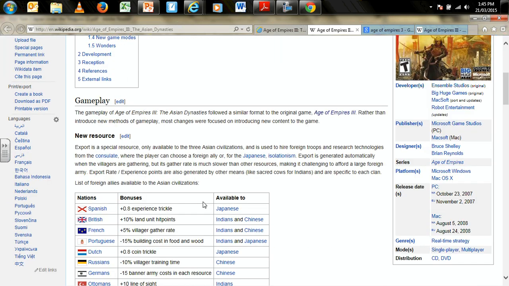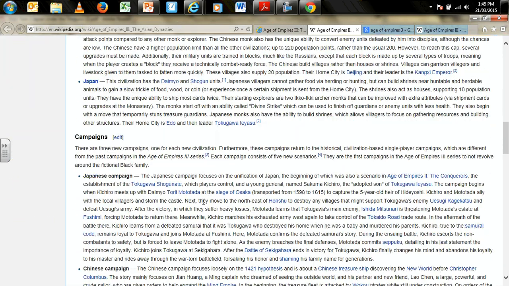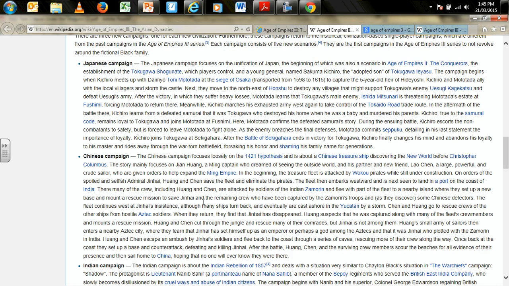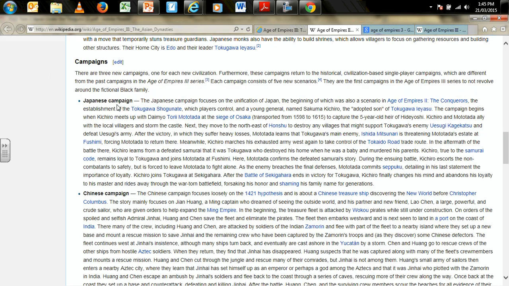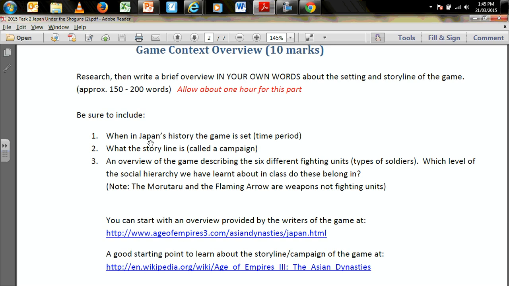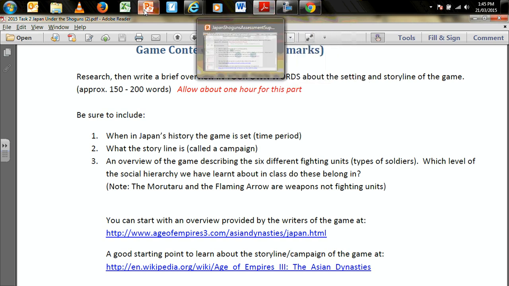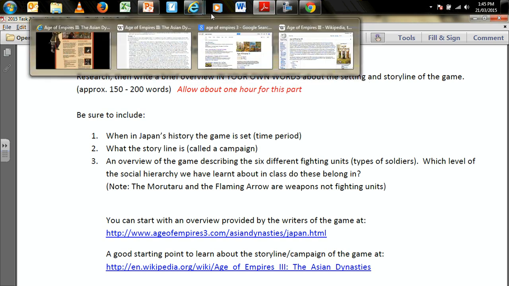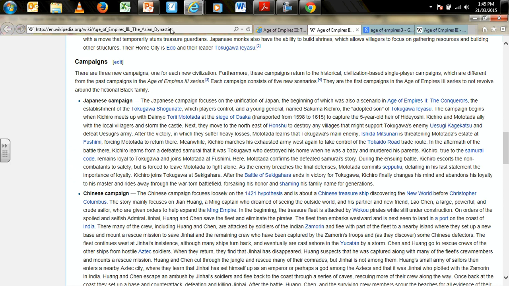You need to scroll down until you come to the information on campaigns, and you'll be able to see here that there's information about the Japanese campaign. So just reminding you, we want to look in there and say, when in Japan's history is the game set, and what is happening, what is the storyline, what is meant to be going on in the history of Japan as they present it to you in the game. So over we go, and we look at the context that's shown in the campaign for you.